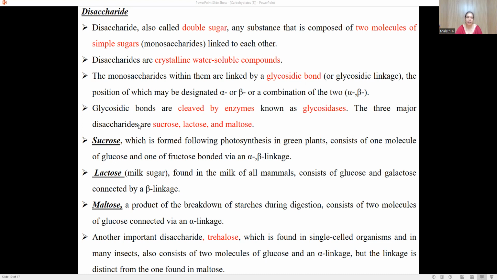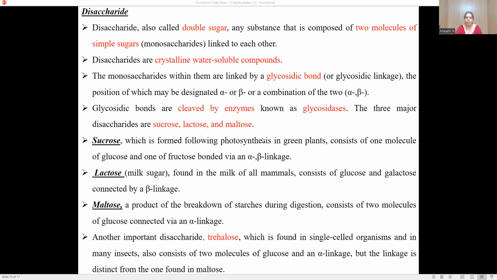There are three major classes of disaccharides which fall into the category of oligosaccharides. The simple classification of carbohydrates is monosaccharide, oligosaccharide, and polysaccharide. Under the category of oligosaccharides, we have disaccharides. The three major disaccharides are sucrose, lactose, and maltose. First we will start with sucrose.